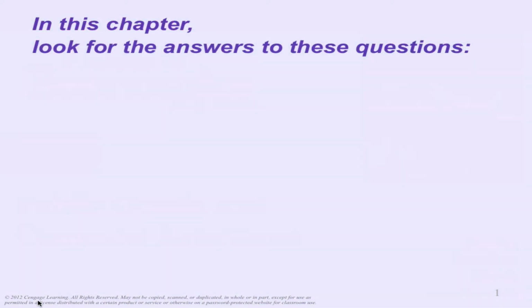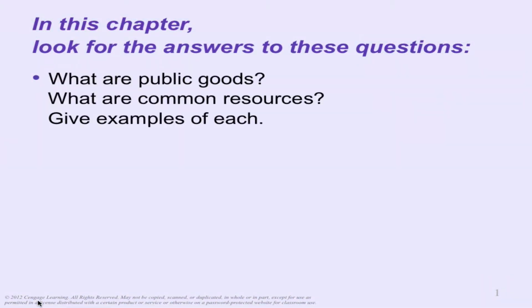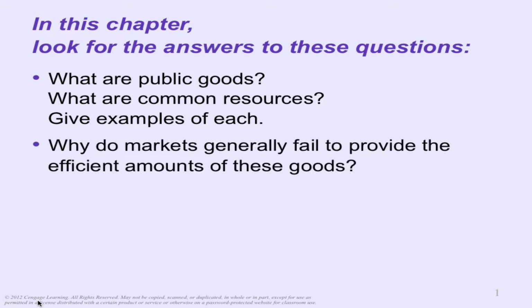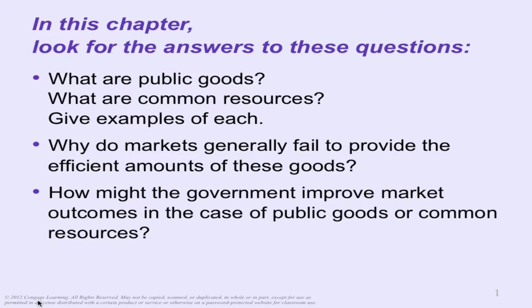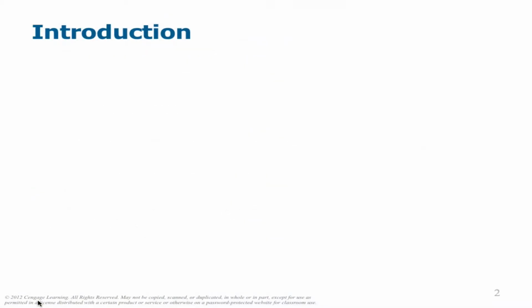Alrighty. So, what are you going to find out? What are common goods or common resources and public goods? You will need to give examples of these. Why do markets not give us enough public goods and common resources? And what actions can the government take to get us to a place where we have enough or closer to enough public goods and common resources?